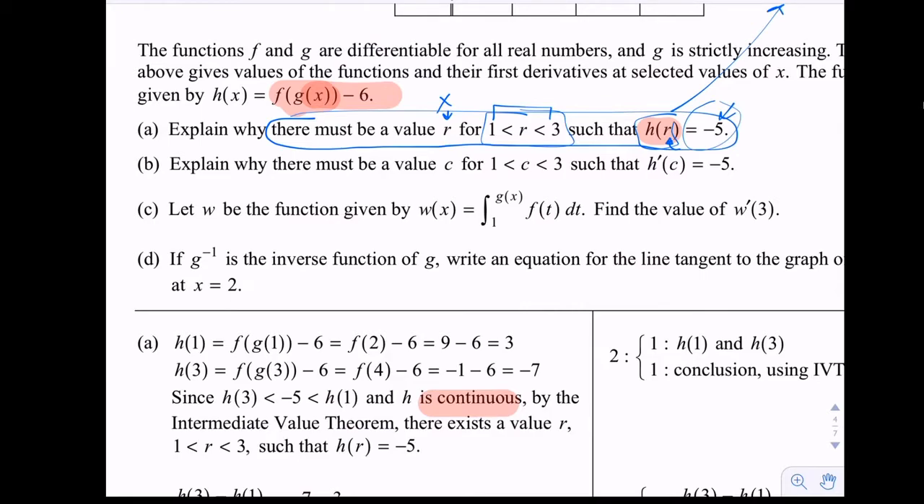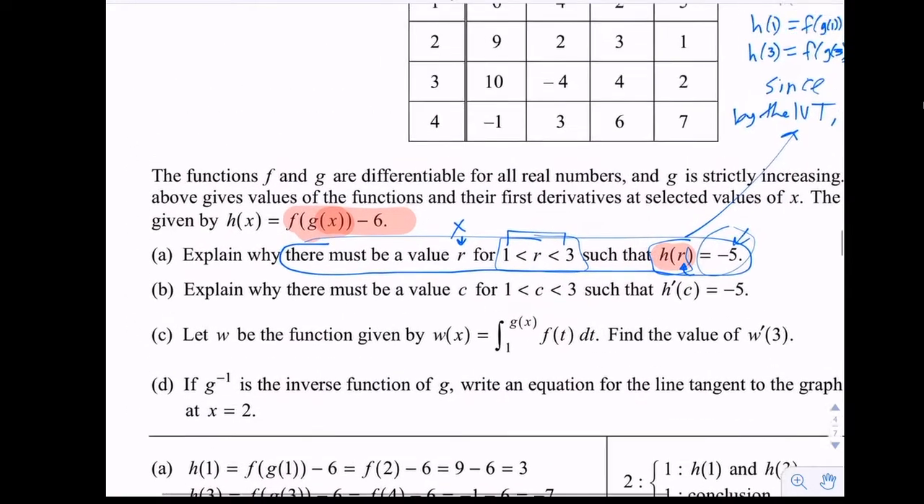EVT, IVT, MVT. Those are all name brands. You can use them. There exists a value R, blah, blah, such that. So you got 2 points. Great. So that was a review of the EVT. Let's look at Part B.